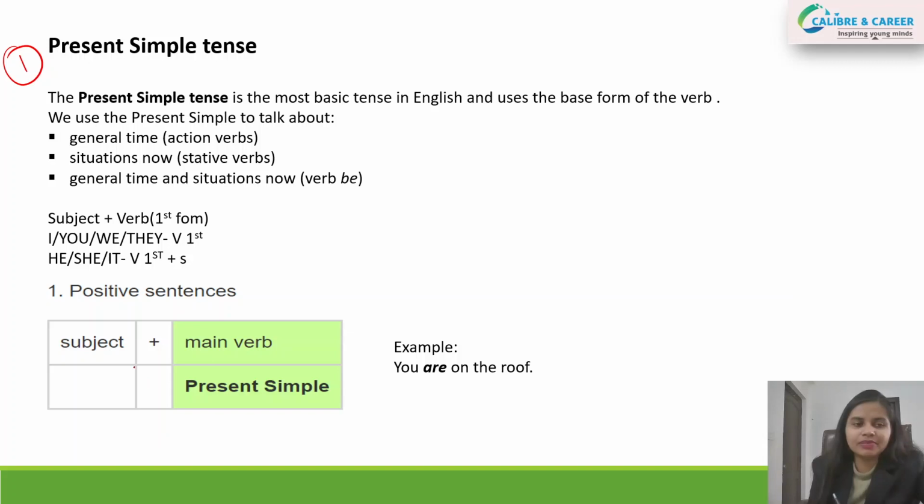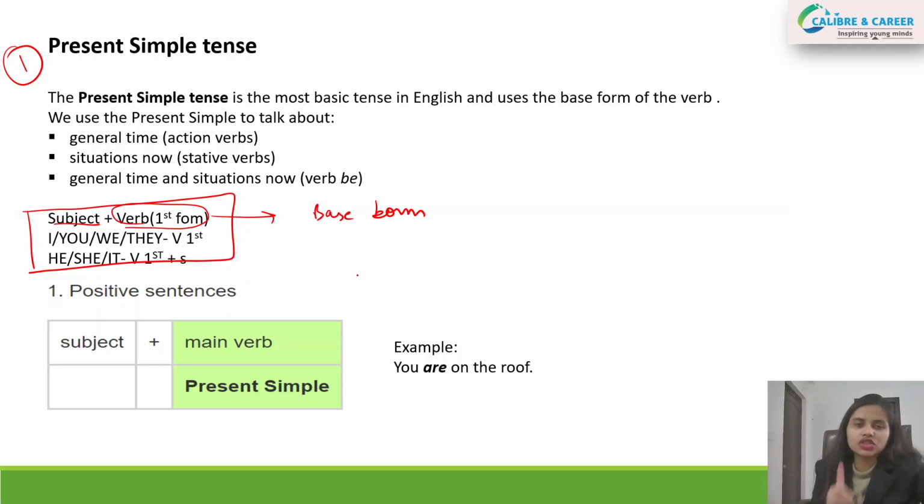For present simple tense, the structure will be your subject, that is I, he, she, or you can use a pronoun, plus verb first form, or you can say base form. So subject plus verb first form, that will be your present simple tense. It uses the base form of the verb.